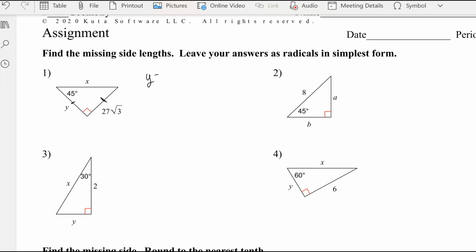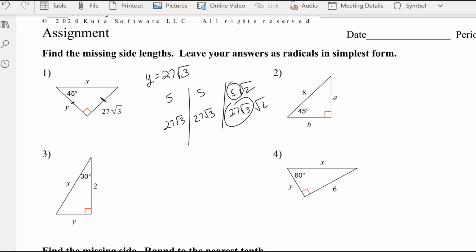Now we know that y is 27 radical 3. Remember, the formula is s radical 2. These are both 27 radical 3. This is 27 radical 3 times radical 2, which is 27 times radical 6. Done. This is x equals 27 radical 6.